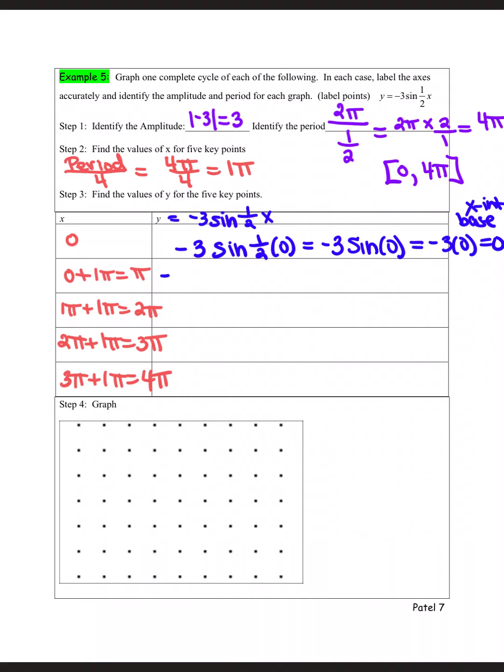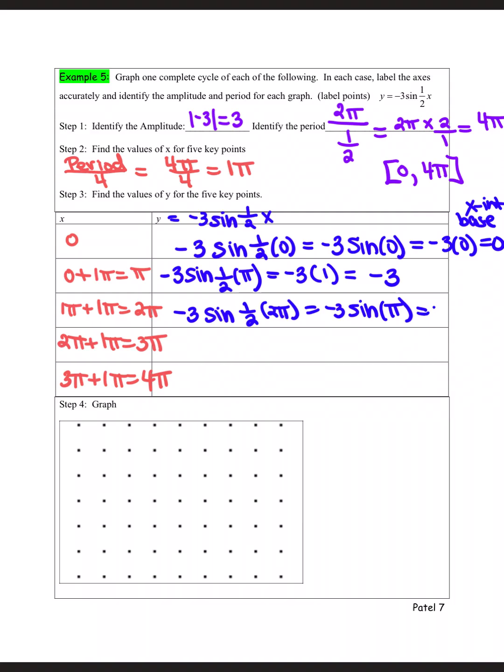Evaluating it at pi, we have negative 3 sine of 1/2 times pi. Well, that's basically sine of pi over 2, which is 1. And negative 3 times 1 is negative 3. Evaluating at 2 pi, we have negative 3 sine of 1/2 times 2 pi. Well, that 1/2 times 2 pi is just pi. So sine of pi is 0, and negative 3 times 0 is 0. Once again, that's my base, my x-intercept.